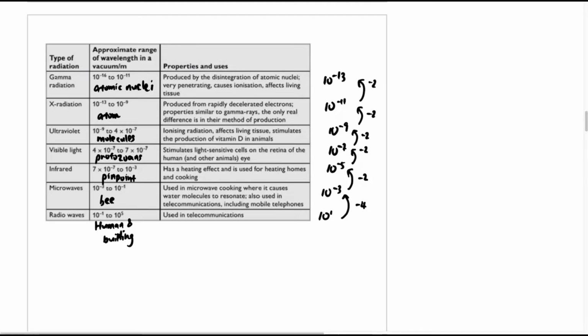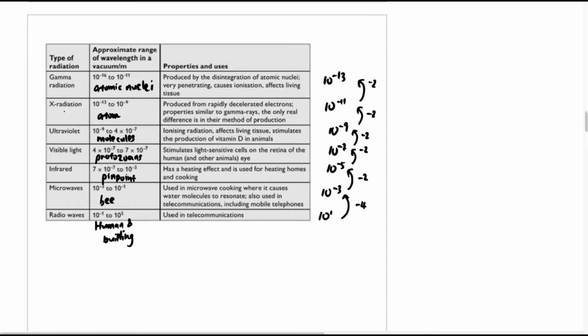Now let's see the properties and the usage of each of these electromagnetic waves. So the first one, gamma radiation, is produced by the disintegration of atomic nuclei. That means the nucleus breaks down or joins up together. Okay, very penetrating, causes ionization, affects living tissues. So we use this to kill cancer cells, for example.